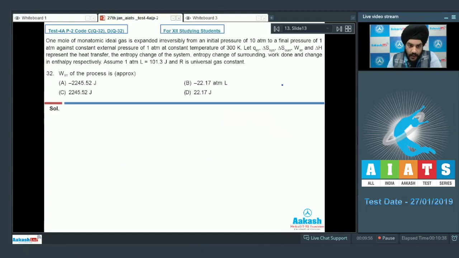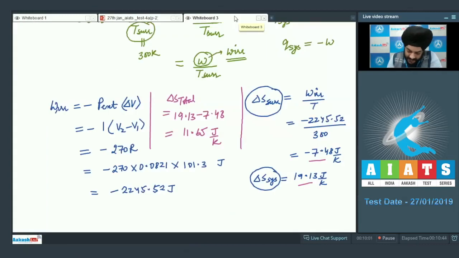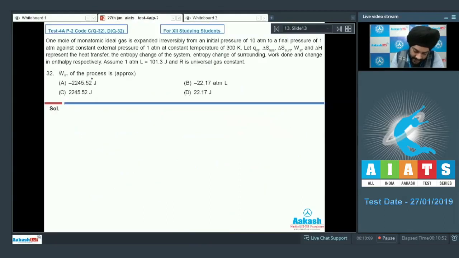Question number 32. In question number 32, the examiner seems to be interested in the irreversible work of the process. So we had already calculated the irreversible work, students. It had come out to be equal to minus 2245.52. So the work is minus 2245.52 in joules. But the examiner has also given us the value in atmosphere liters, so we have to check that as well.